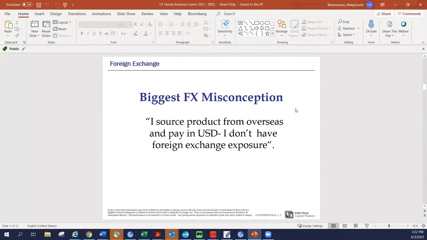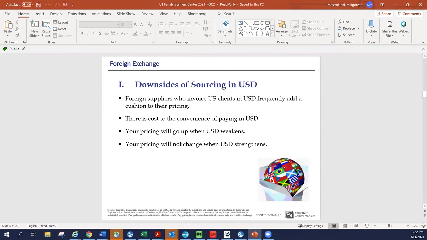So many clients, when we ask about foreign exchange risk, whether they have it or not, answer that, well, we do import products from overseas, but we pay in US dollars, so we do not have foreign exchange risk. I think this is the biggest misconception out there, and this is why. When foreign suppliers invoice our clients in US dollars, a lot of times they include a cushion, which basically makes it more expensive for our clients.